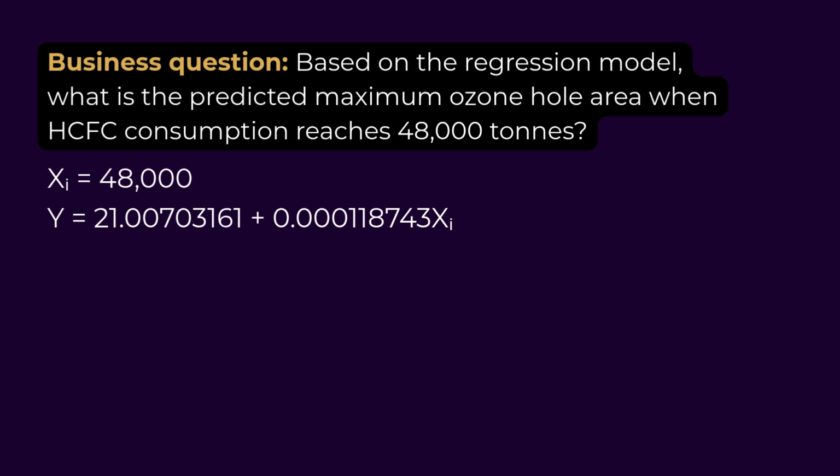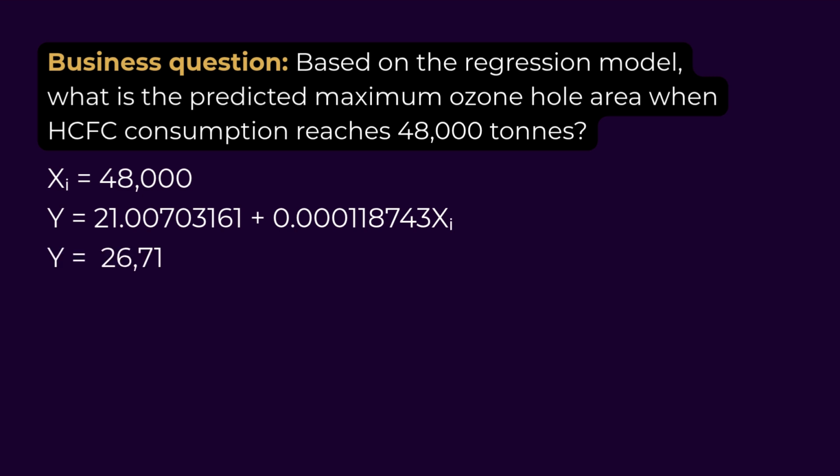Let's move on to the second business question. Based on the regression model, what is the predicted maximum ozone hole area when HCFC consumption reaches 48,000 tons? So right now, we have the amount of HCFC is 48,000 tons. So we have Xi is 48,000 and Y is the linear equation that we had before. All we need to do is to plug the Xi 48,000 in and we have the result.